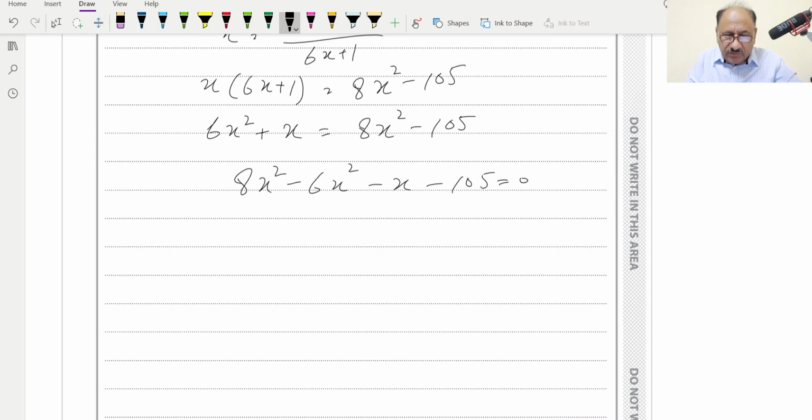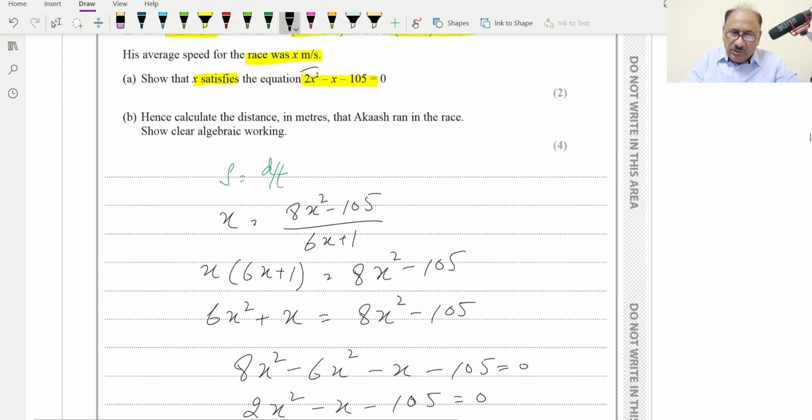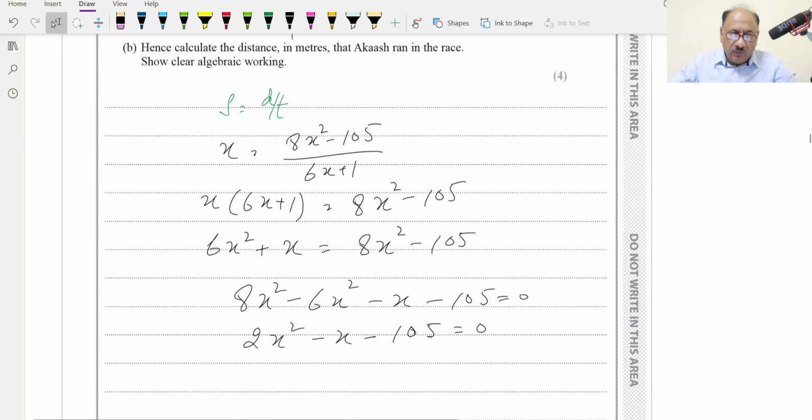So 8 minus 6 will be 2, so 2x squared minus x minus 105 is equal to 0, and this is basically the equation 2x squared minus x minus 105 which we needed to prove, which is done.